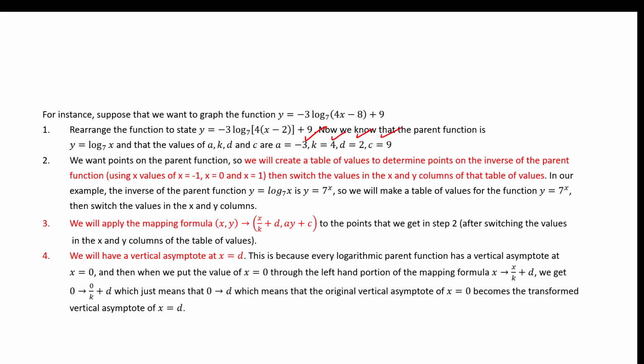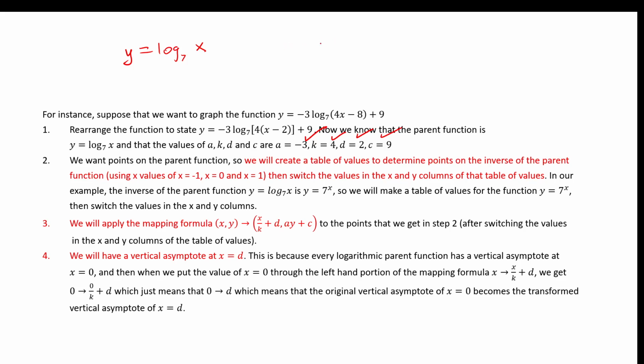And we'll say a is -3, k is 4, d is 2, and c is 9. Now we want points on the parent function. So that means we want points on the function y equals log base 7 of x. So you might think, well, how can we do that? Well, this is interesting. What we're going to do is use the inverse of that function.